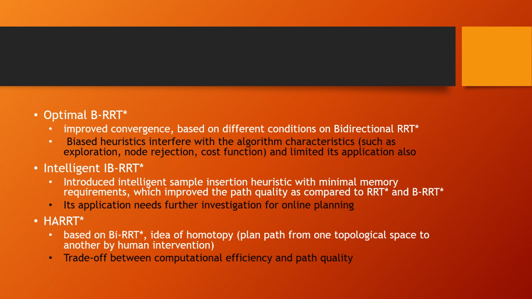Optimal BRRT, or BIRT, is asymptotically optimal. Moreover, these biased heuristics interfere with the algorithm's characteristics. IB-RRT star is an optimal bidirectional approach with an improved convergence rate using a number of heuristic techniques. It uses an intelligent sample insertion heuristic technique. Simulation results of IB-RRT star showed fast convergence towards the optimal path and less memory usage in comparison with RRT star and BIRT.